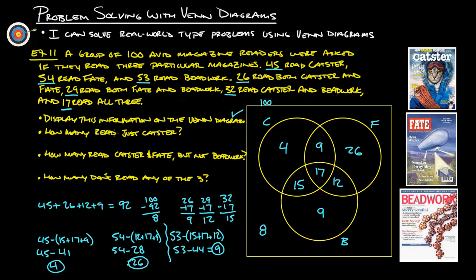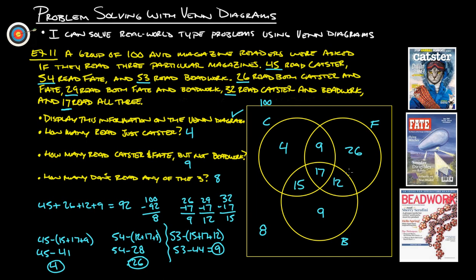Okay, so we've done our Venn diagram. How many read just Catster? That would be this number right here. There are 4 people that read just Catster. How many read Catster and Fate, but not Beadwork? So they read these 2, that's 9 and 17, but don't read Beadwork. So we can't count that 17, so that's 9 total people that read Catster and Fate, but not Beadwork. And then how many don't read any of the 3? That was the 8 that we came up with down here.